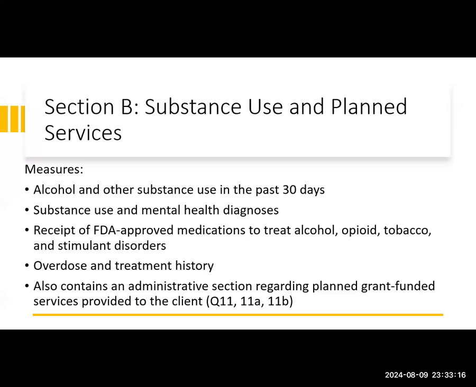Section B covers substance use and planned services, and this section contains items to measure alcohol and other substance use in the past 30 days, substance use and mental health diagnoses, receipt of FDA-approved medications to treat alcohol, opioid, tobacco, and stimulant use disorders, overdose and treatment history, and there's also an administrative section regarding planned grant-funded services provided to the client. For questions which ask about the past 30 days, please ask specifically about behavior in the past 30 days. Please do not say in the past month as a substitute. This may lead to confusion and inaccurate responses.